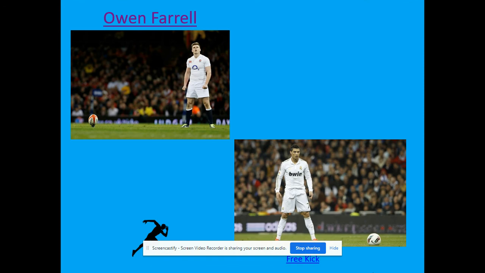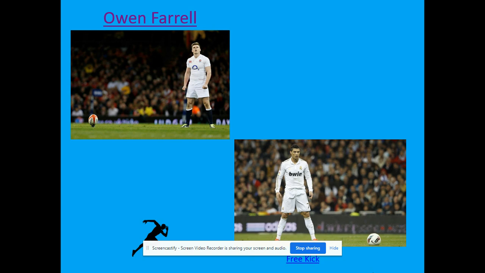Okay, so on the board now, I've got some examples of stress management techniques. Quite high stress activities going on here. We have Owen Farrell, he's about to take a conversion kick. We have Ronaldo about to take a free kick.